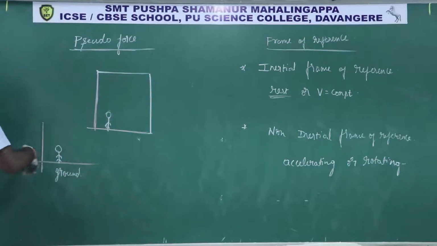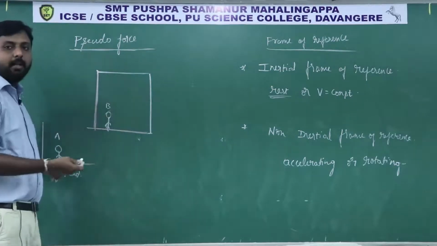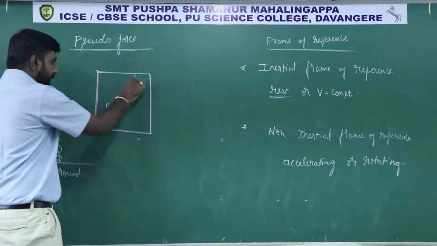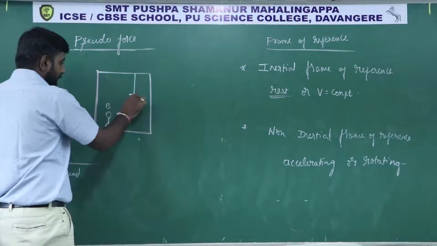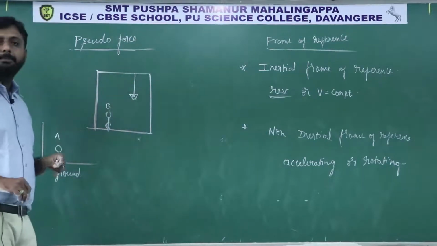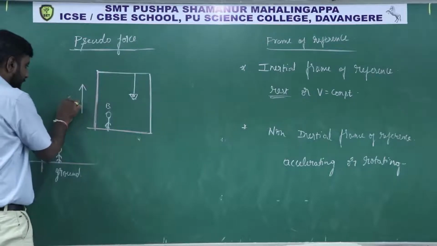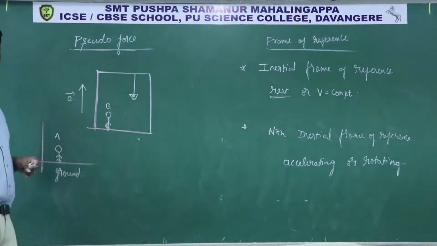So here earth is the frame of reference for person A, and for person B the lift is the frame of reference. And in the lift, let us take there is a bulb, and he is observing the bulb. And also consider the lift is accelerating in the upward direction.